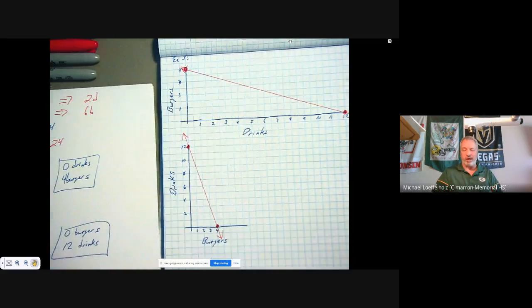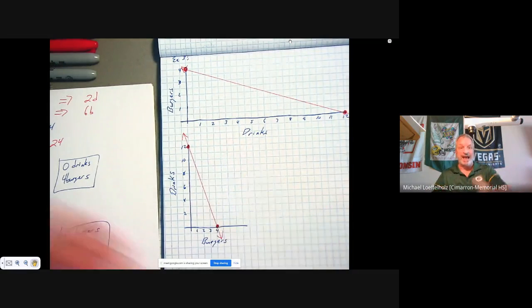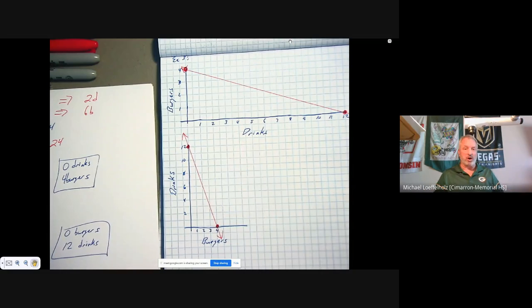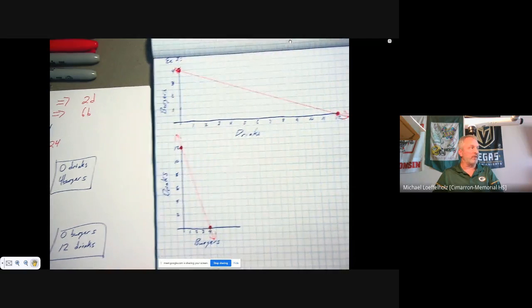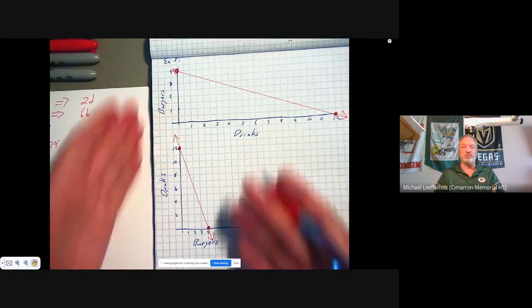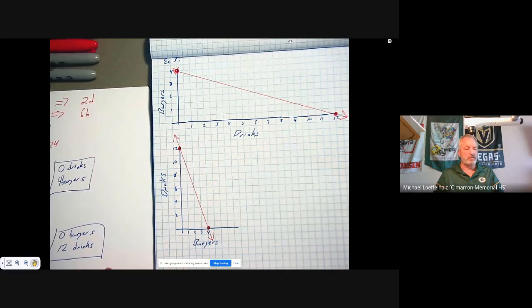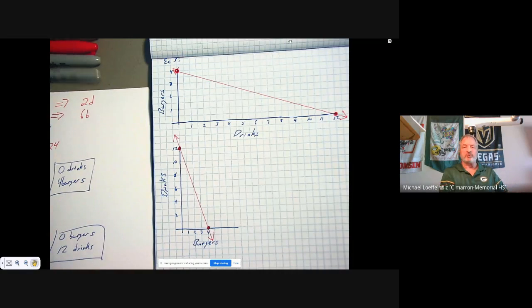Okay. Now, because of labeling, they look very different, but it's because of the way I label my graph. Now, notice they both go down. Meaning the more drinks I have, the fewer burgers I have. The more burgers I have, the fewer drinks I have. So both of them go down because of that. That's really the similarity, and they're both straight lines. So this one is all about labeling. You can do it either way.